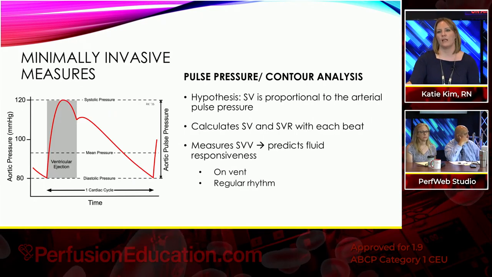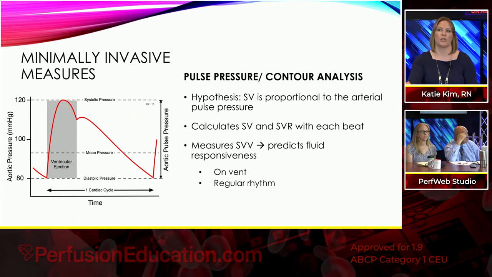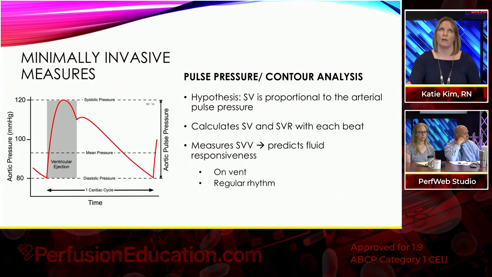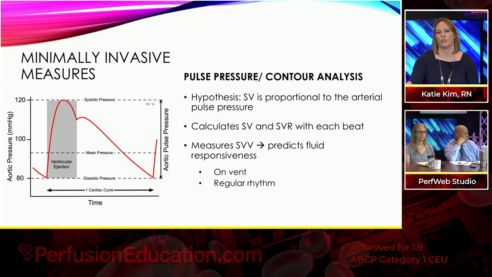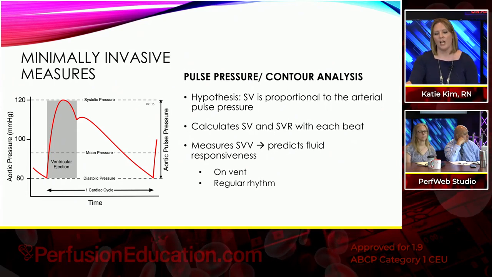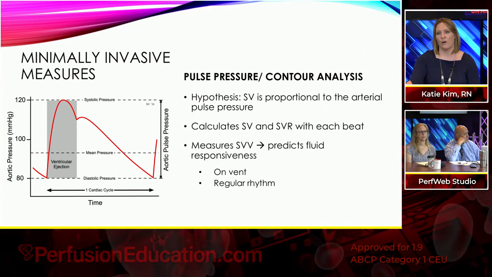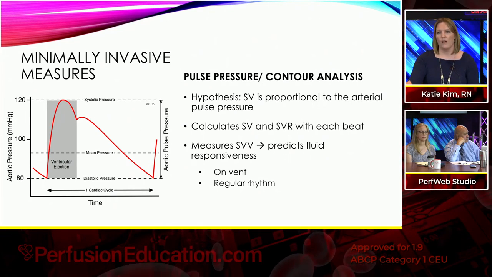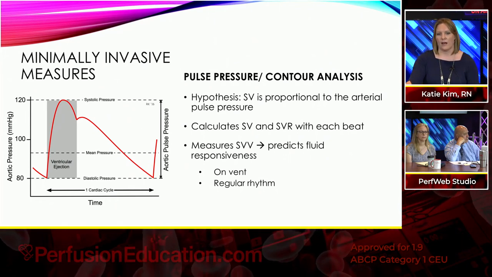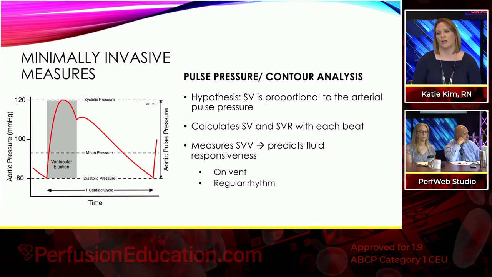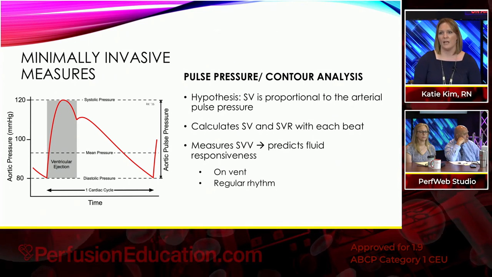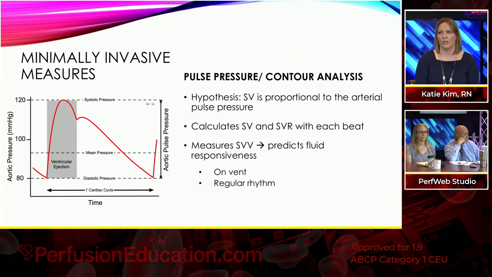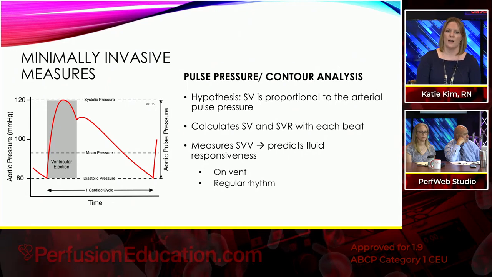One of the minimally invasive measures you can use is pulse pressure or contour analysis. Basically, it's hypothesizing that your stroke volume is proportional to your arterial pulse pressure, and it will measure stroke volume and SVR with each beat, which is kind of cool. The great thing about this that has been used in practice when I was at the bedside is that it measures the stroke volume variation and can predict whether you need fluids versus pressors.